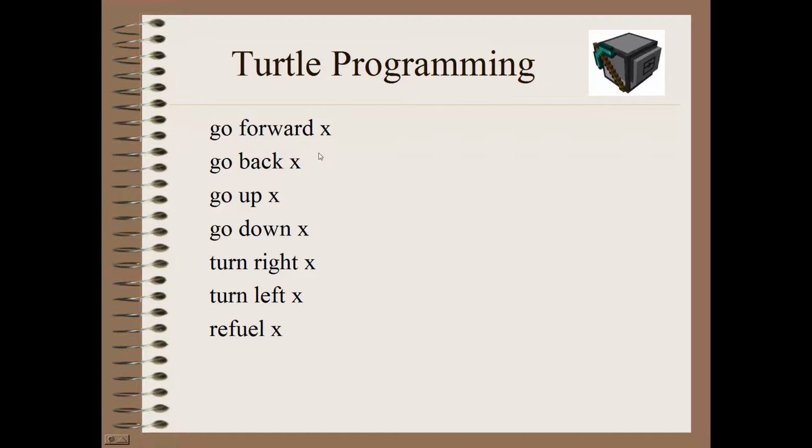There's also some other programs that are built in. Go forward X, you could put a number in here to have it go forward so many spaces, or go back so many spaces, go up so many spaces, go down, turn right, turn left, and also refuel. Turtles can use just about anything for fuel, primarily coal, but you could also use just about anything else, including lava.